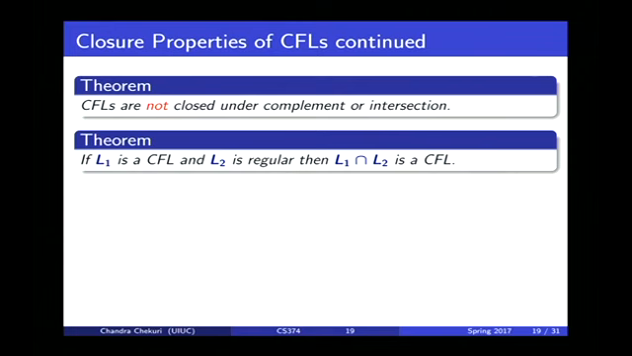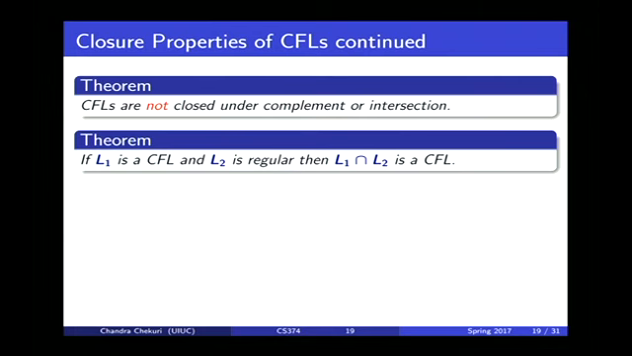But one nice property that you can prove, which I'm not going to prove because it's not easy to prove directly, is that if L1 is a context-free language and L2 is a regular language, then their intersection is a CFL. So if both were context-free, we cannot say it is a CFL, but if one is regular, we can prove the intersection is context-free. This is a hard proof.